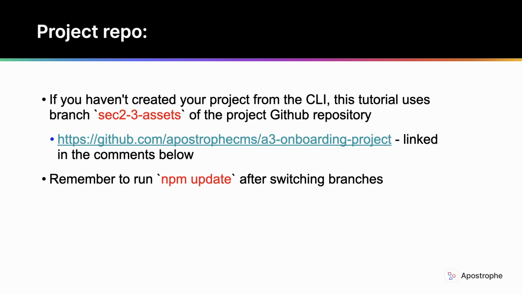If you are electing to follow this tutorial series using the associated GitHub repository, the code in this tutorial is located in the branch sec2-3-assets. You can find the link to the repository in the comments below. In this tutorial, we will be installing Bootstrap as a dependency, so make sure to run npm update after switching.